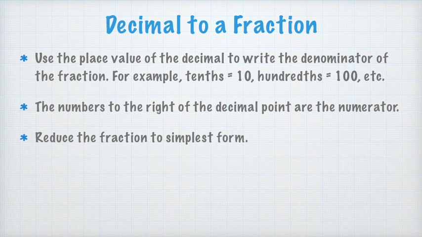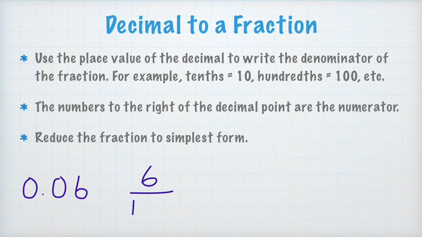To convert a decimal to a fraction, first use the place value of the decimal to write the denominator of the fraction. So for example, 10ths is 10 and 100ths is 100. So the numbers to the right of the decimal point are the numerator. Then reduce the fraction to its simplest form. So take the number 0.06 or 6/100.